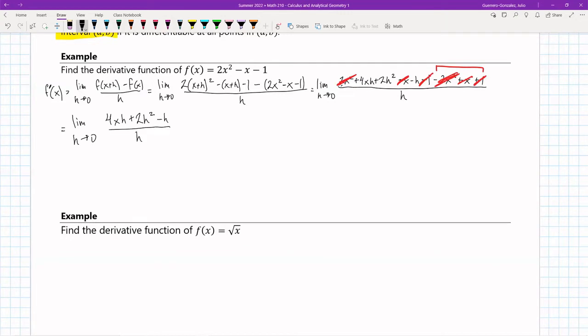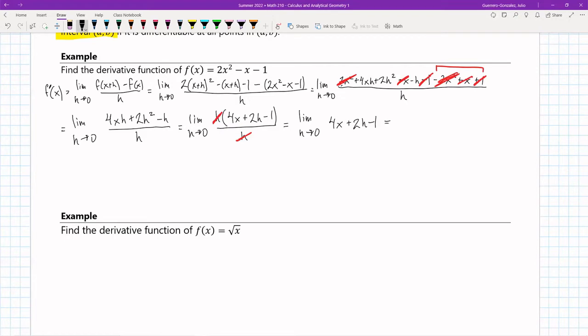Now, hopefully you guys can see what's going to happen after this point. Limit as h approaches 0. Everything on top has an h in it, so I can factor out an h. H times what gets left behind, 4x plus 2h minus 1 all over h. So remember that problem from chapter 2? We couldn't just plug in 0 because we would divide by it. But this process got us to cancel out that h on the bottom, so now we get left with the limit as h approaches 0 of 4x plus 2h minus 1.